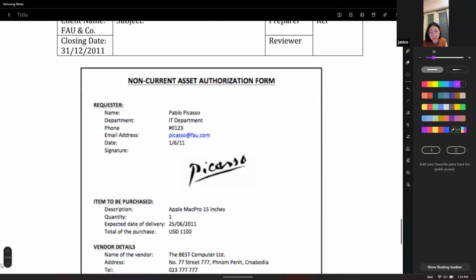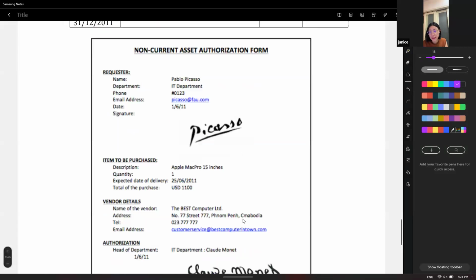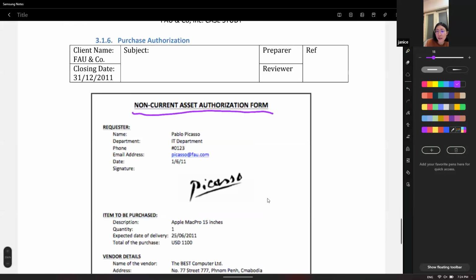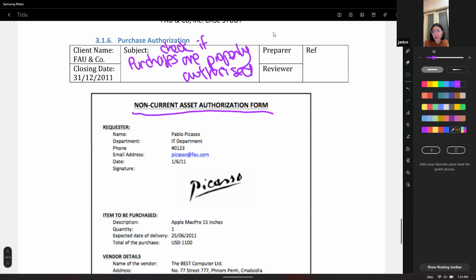So here we go. I think you guys can see properly? So this is a non-current asset purchase authorization form. So we want to ensure that all purchases are properly authorized, right? We want to check if purchases are properly authorized. So how do we do that?